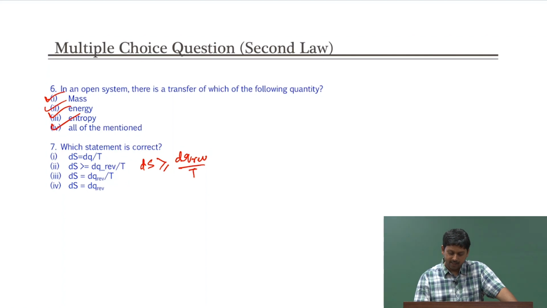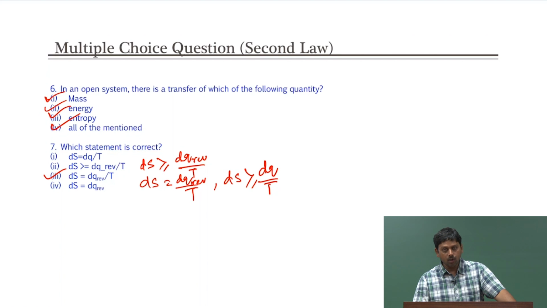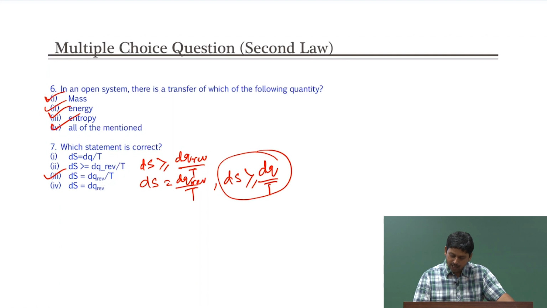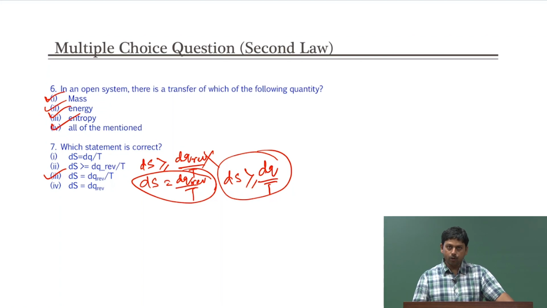we will discuss that, because this is the right one, ds equal to dq reversible by t, and we can also write that ds greater or equal to dq by t, which means that whenever it is reversible the equality sign holds, whenever it is irreversible then the greater than sign will hold. So, this is right and this is right, however, that is not right. So, therefore, third option is the right one. So, if you do not pay attention, there might be mistakes in this kind of questions, as I was just about to make.